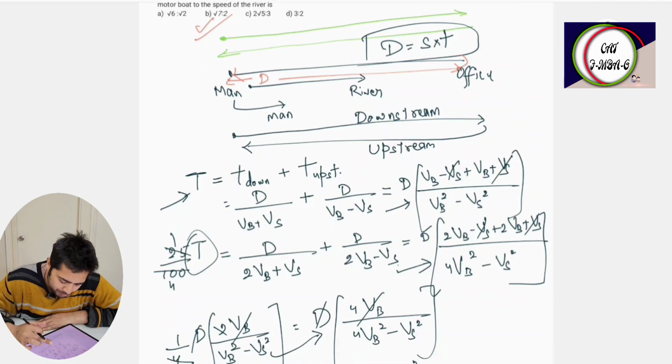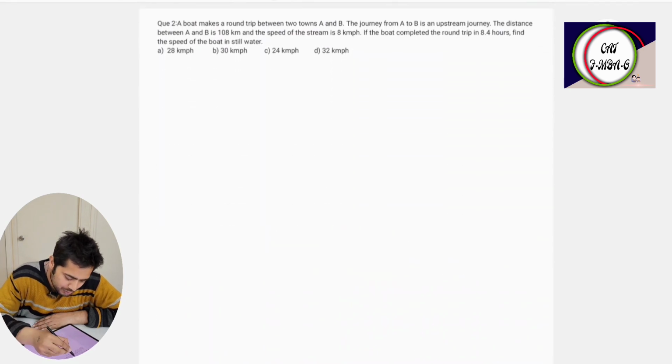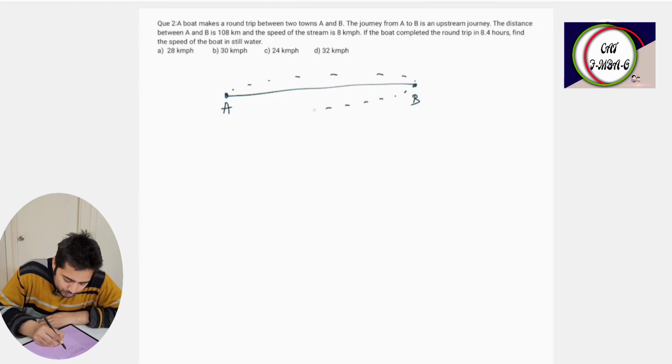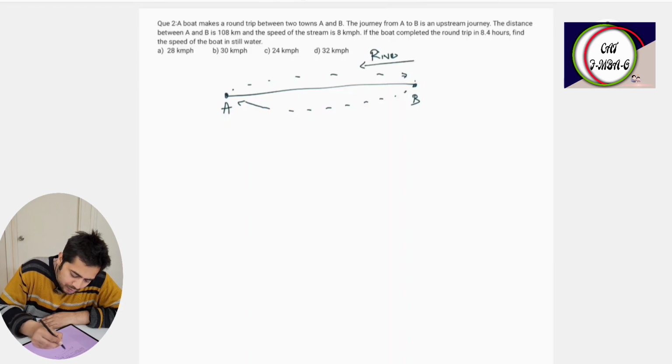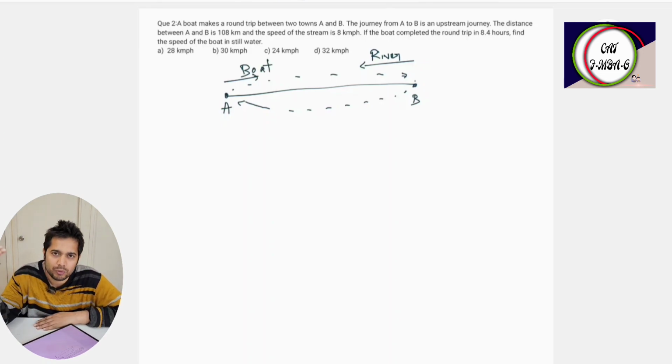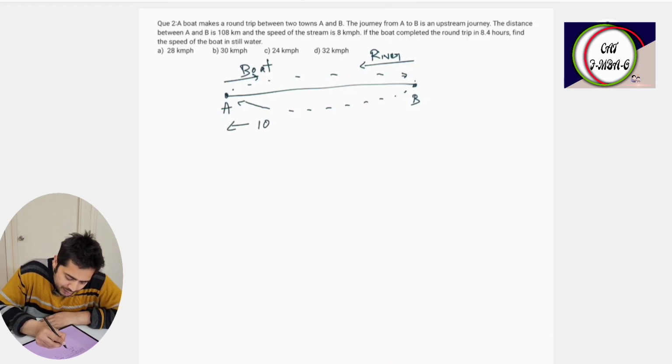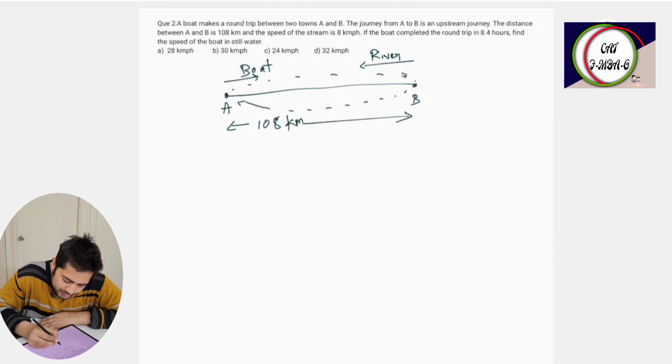So let's see question number 2. Okay, another boat question. A boat makes a round trip between two towns A and B. So boat goes from A to B and then B to A. Okay, A to B is an upstream journey. So that means river is here and boat is here. So A to B is an upstream journey against the flow. River is flowing from B to A. The distance between A and B is 108 kilometers, and the speed of the stream is equal to 8 kilometer per hour.